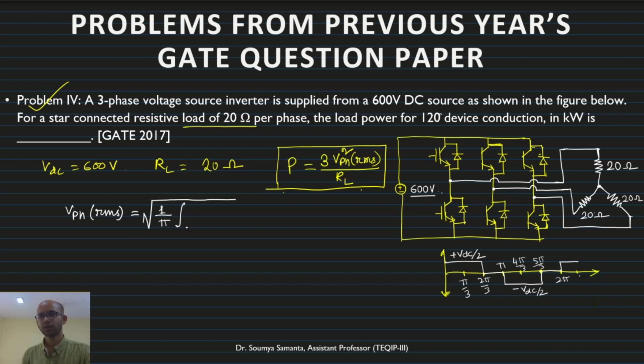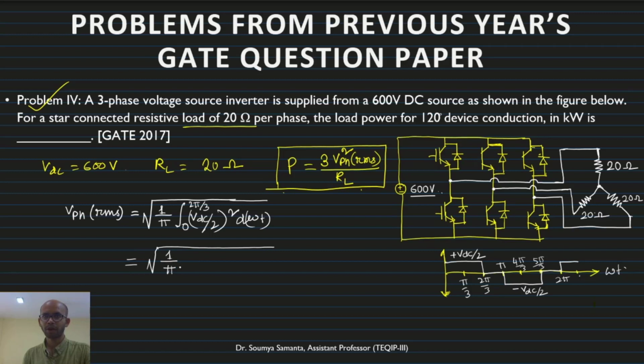Integration of, basically the twice will be multiplied with this one, 0 to 2 pi, 1 by 2 pi twice multiplied, so the 2 cancels out. So this will be 0 to, how much is this? This is 2 pi by 3. We will get VDC by 2, the square of that, (VDC by 2) square, into d omega t. This is omega t. This is the root.